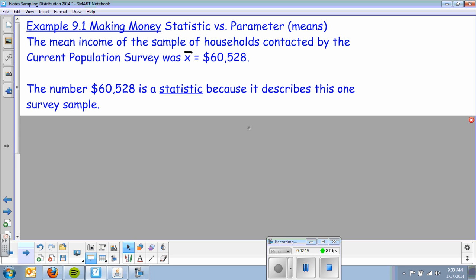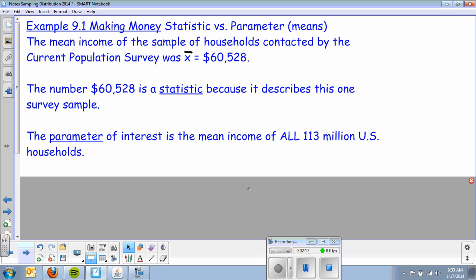Now, the parameter is actually the mean income of all 113 million U.S. households. And often that's almost impossible to calculate because you need to survey all of them. So we use samples to help predict for the population.